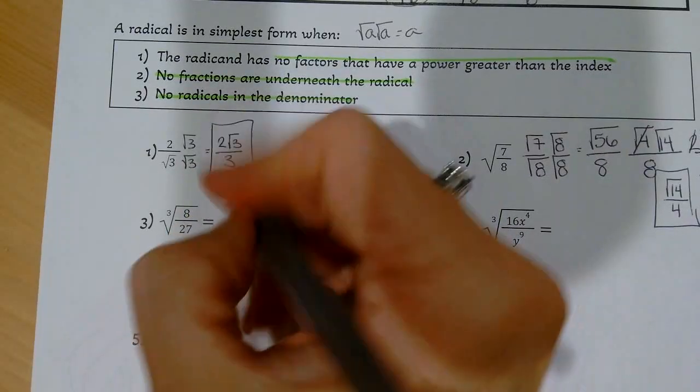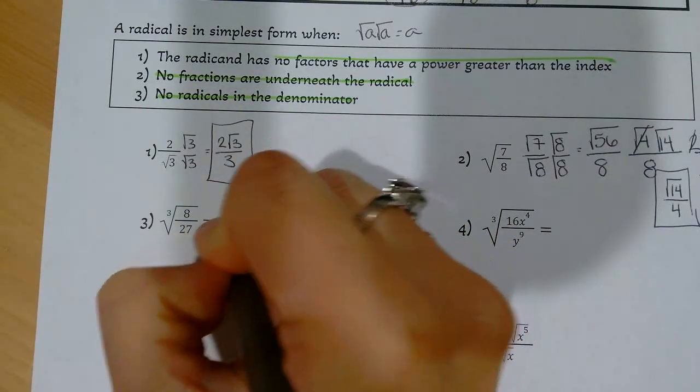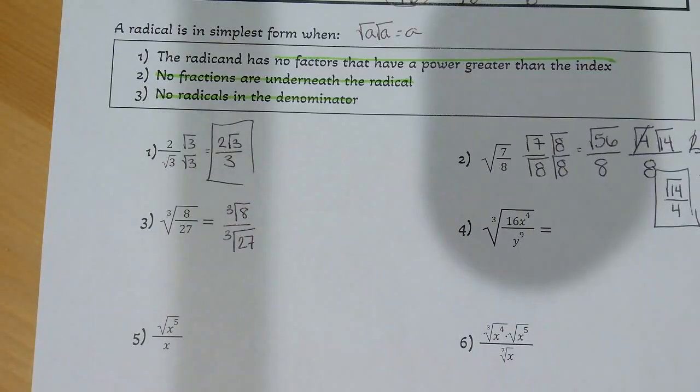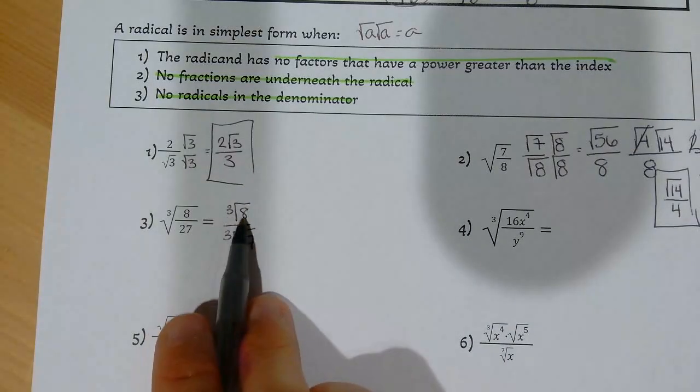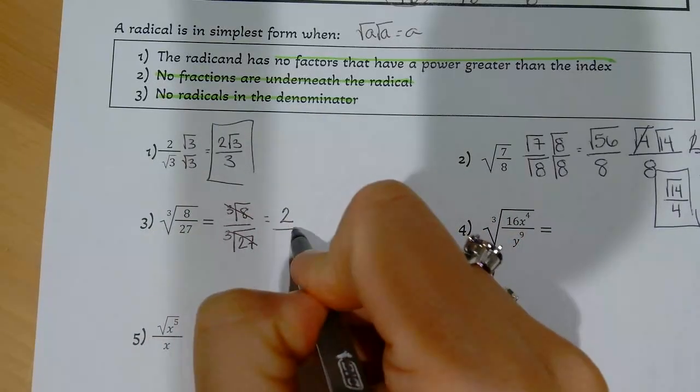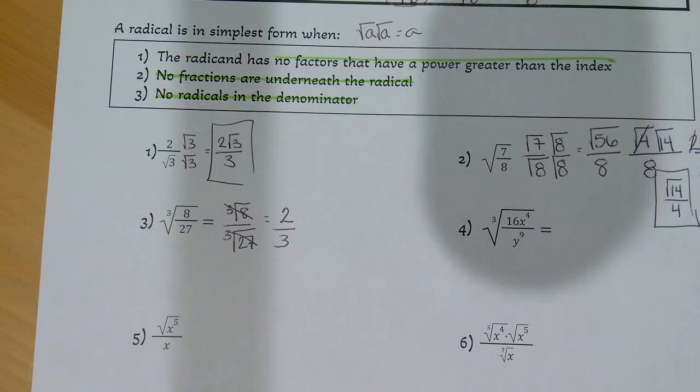Let's try 3. I'm going to rewrite this as the cubed root of 8 over the cubed root of 27. I kind of like those. I do know the cubed root of 8. The cubed root of 8 is just the number 2. And the cubed root of 27 is just the number 3. So we just get 2/3. Seemed too easy.